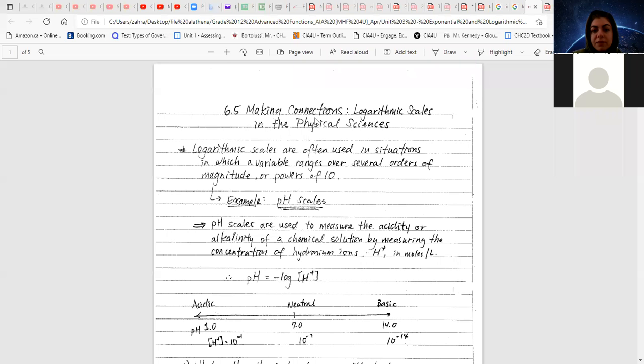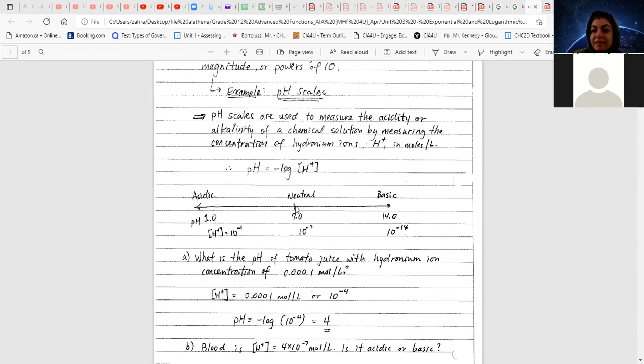Okay, 6.5, making connections, logarithmic scale in the physical science. So in science, we use logarithm a lot. One of the areas that we use it is in chemistry, when you want to find the acidity, or how basic or acidic a material or solution is. So we measure the concentration of hydrogen ion.